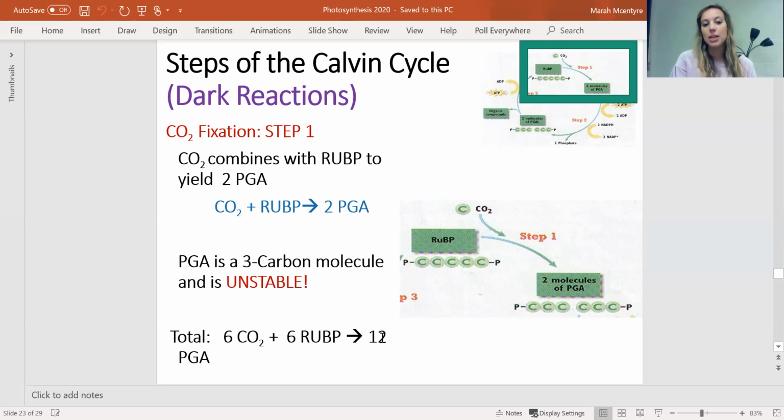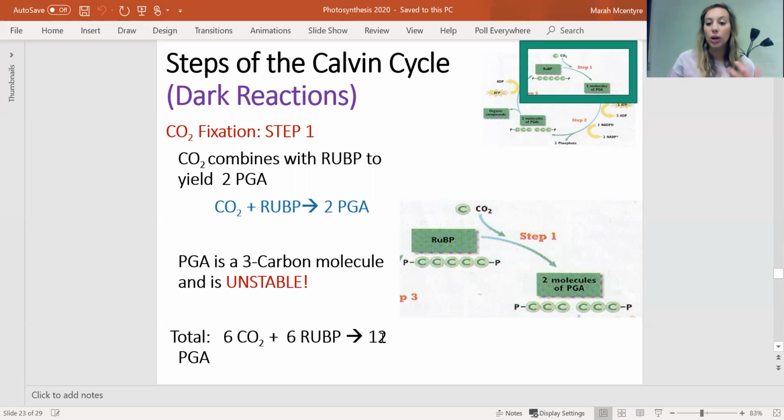The problem here is that PGA is a 3 carbon molecule and it is unstable. This is not scientific, but I'm just throwing out some things to help you remember: it's missing the love of its life. It's missing what completes it, okay? So PGA is unstable, not happy.